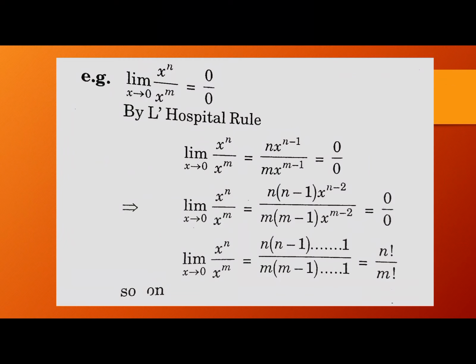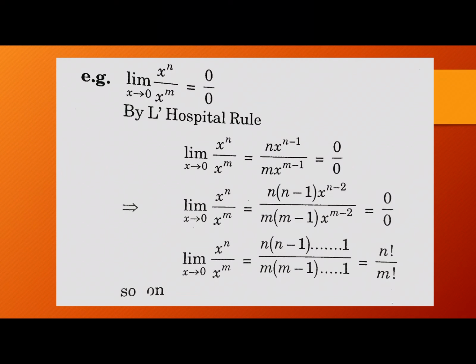Then limit x tends to 0, x raised to n by x raised to m is equal to n into n minus 1, and so on down to 1, by m into m minus 1, and so on down to 1, which is equal to n factorial by m factorial. So it goes on. So these are the basic examples for L'Hospital's rule.